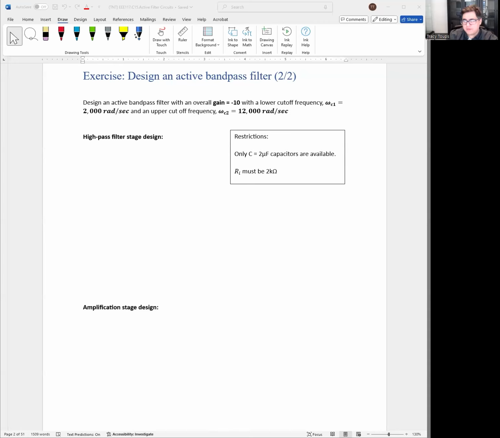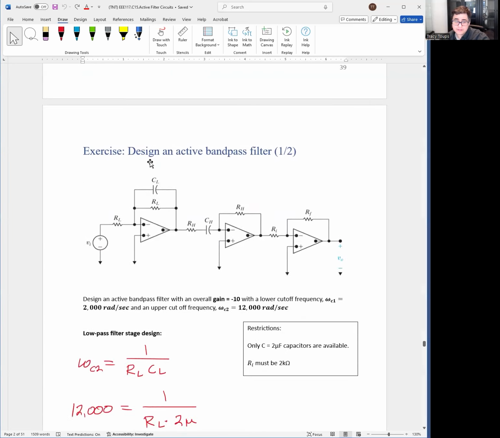All right, welcome back from our break for EEE 117, Chapter 15, Active Filter Circuits. We talked about the active bandpass filter, so let's go ahead and design it and see how it works.